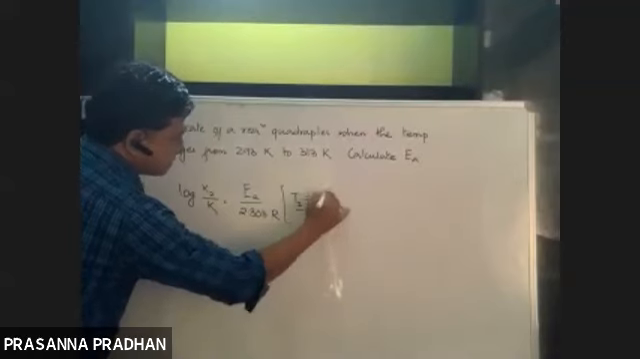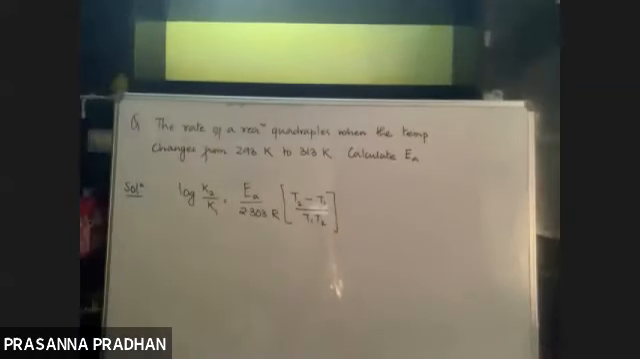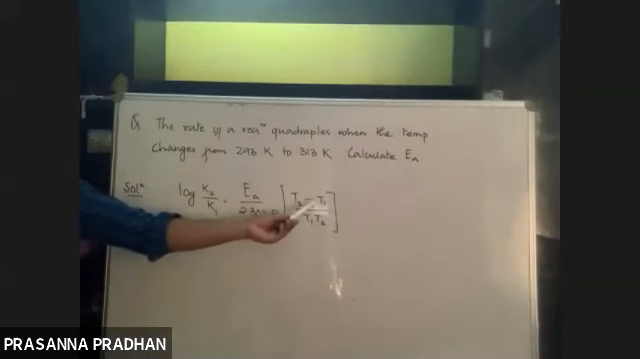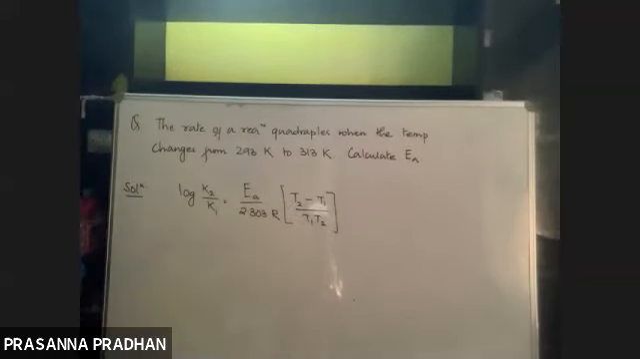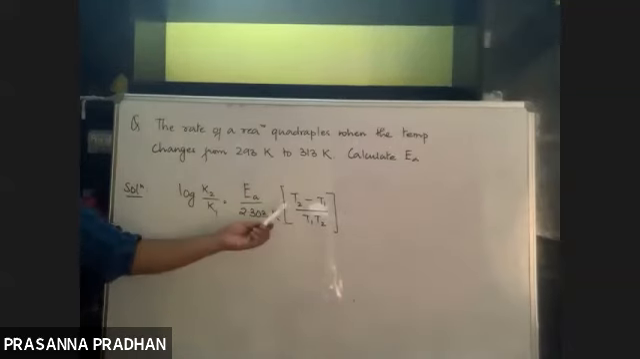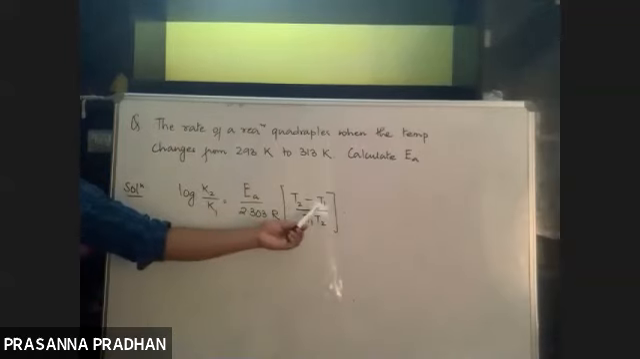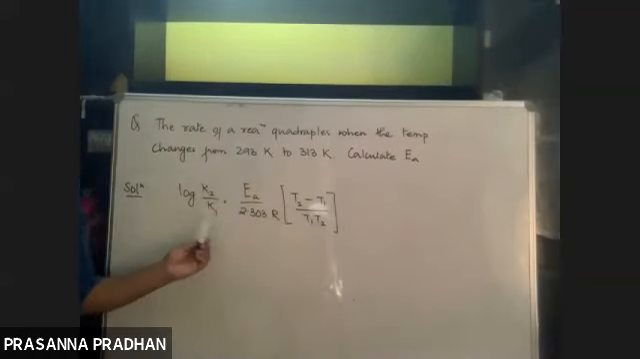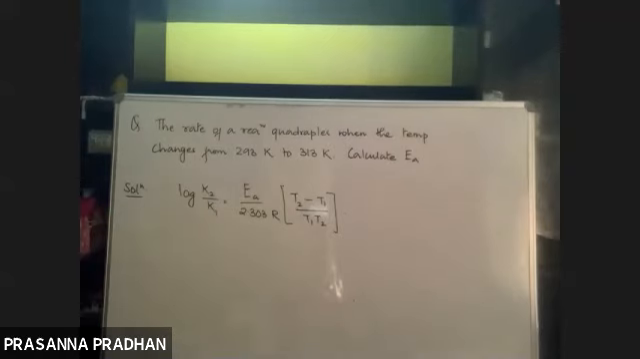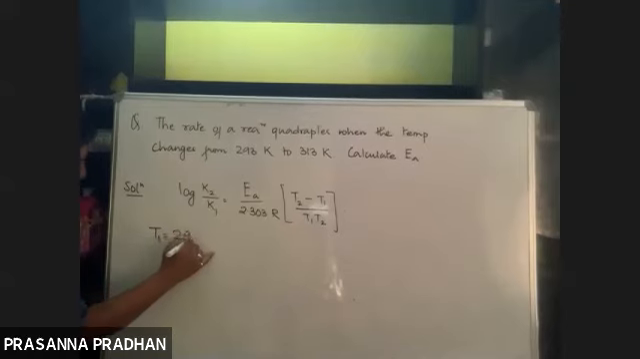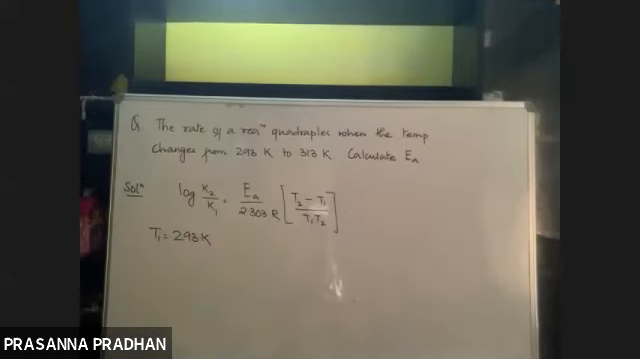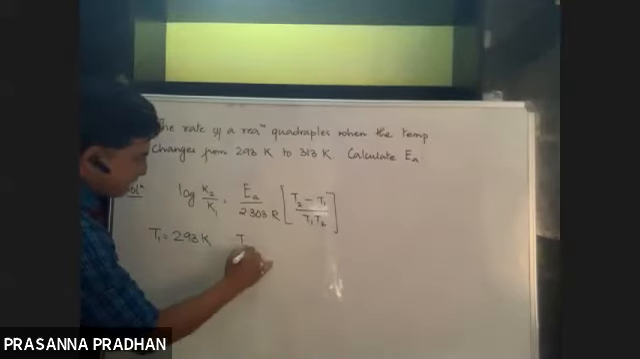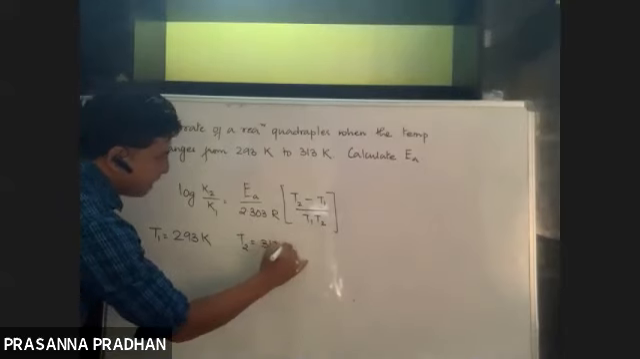T1 T2. And between this T1 and T2, which one is the higher temperature here? The higher temperature is T2, and the rate constant at T2 is K2. The lower temperature is T1, and the rate constant at T1 is K1. So what is the value of T1 given? It is equal to 293 Kelvin. And the higher temperature given is T2 equals 313 Kelvin.